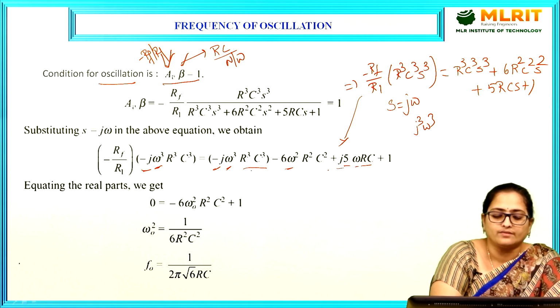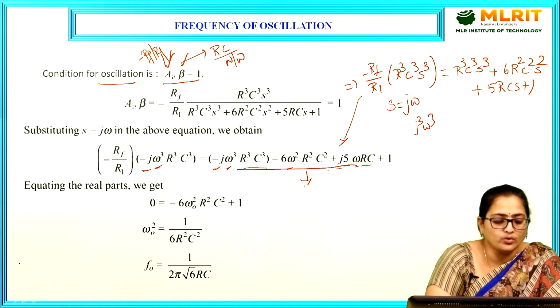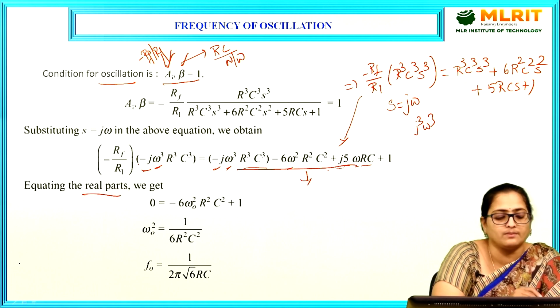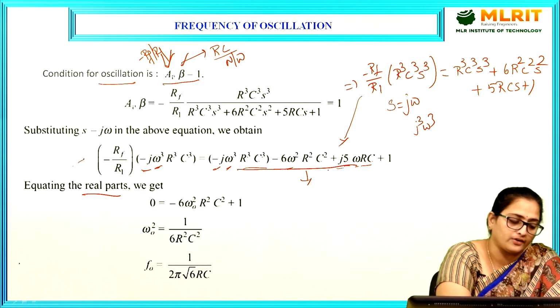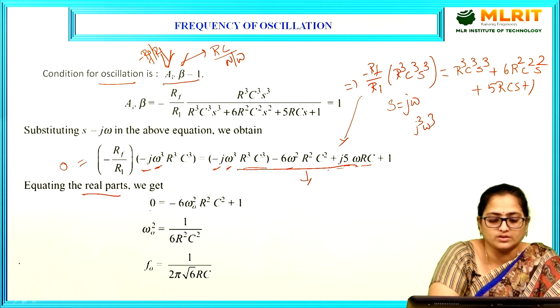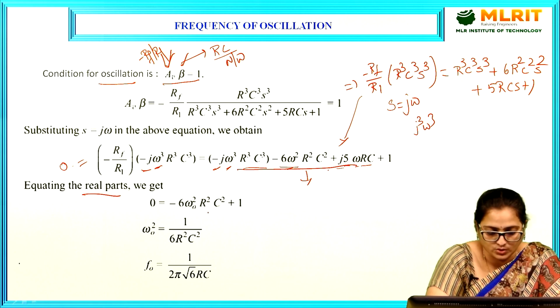Now from this expression, if you compare only the real parts, the real part across the left hand side is 0. So 0 is equal to minus 6 omega square R square C square plus 1.